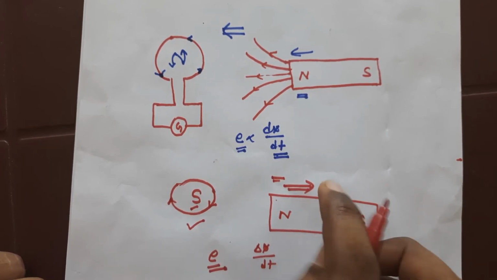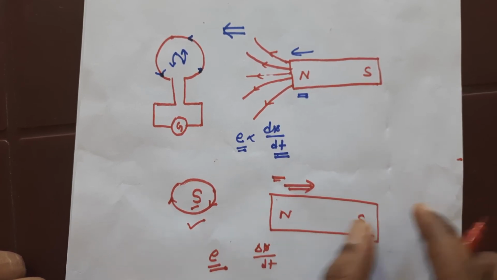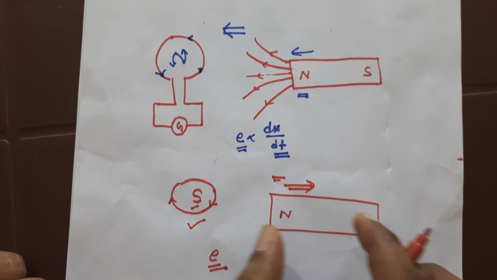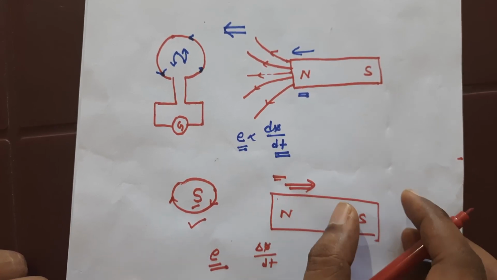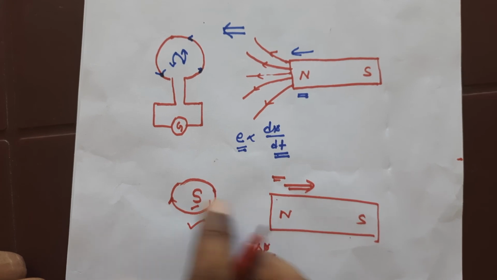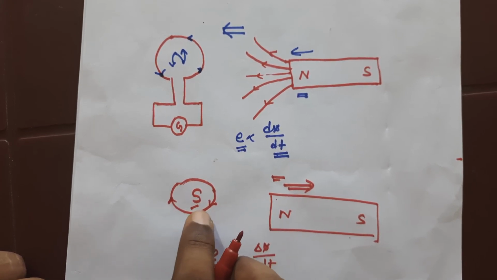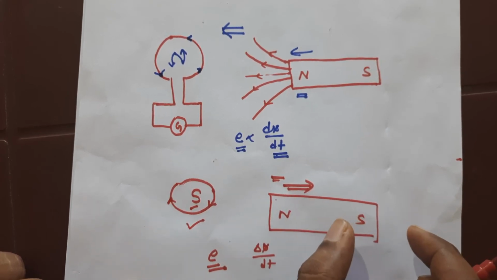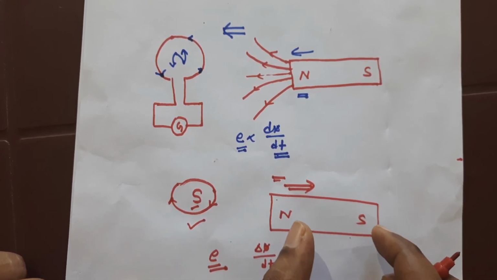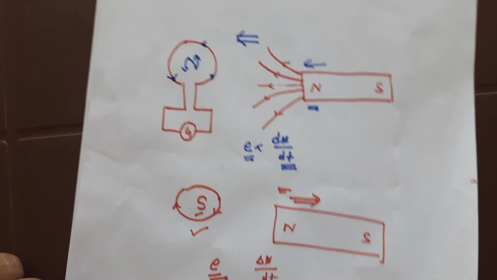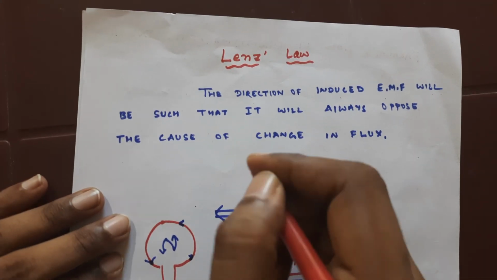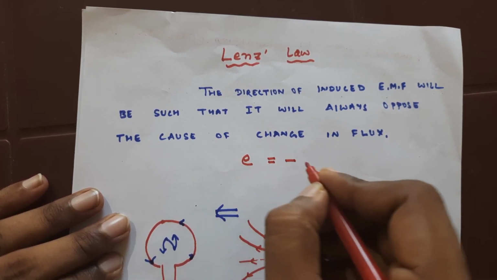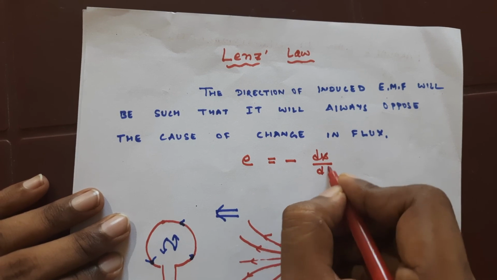So to bring this bar magnet away from the coil, the agent has to do work, because the north pole and the south pole actually developed will attract, and to make it go away, the agent has to do some work. This is what Lenz law says, and the mathematical expression is E is equal to minus d phi by dt.